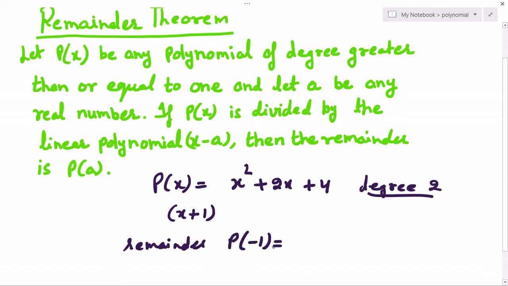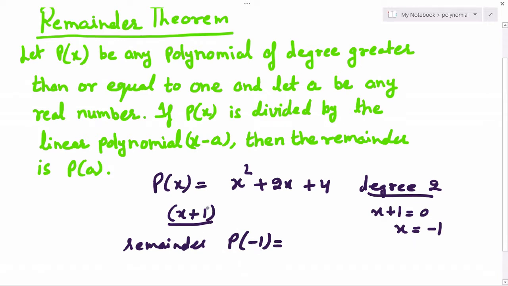P of minus 1. Now children, from where am I getting this minus 1? x plus 1 is the divisor. You have to put this divisor equal to 0 and from there you will get the value of x. So x is minus 1. When you put this minus 1 in this polynomial, you will get the remainder.